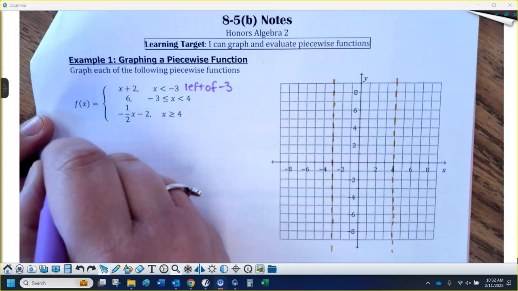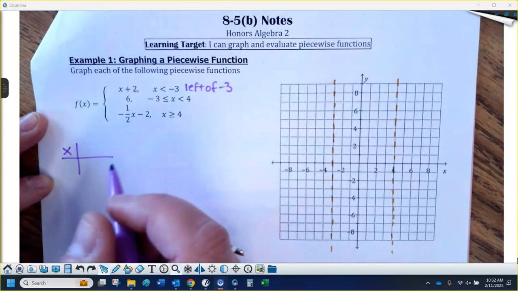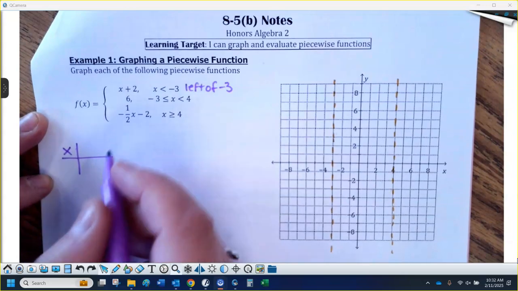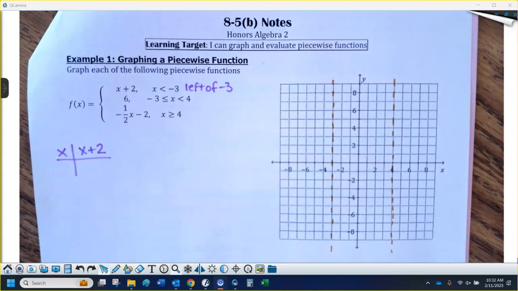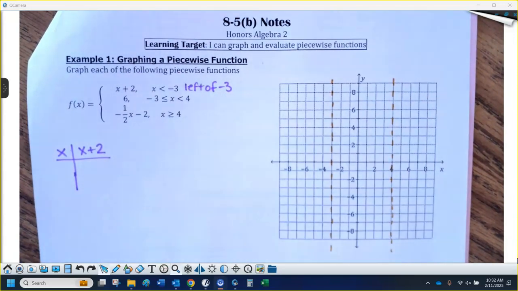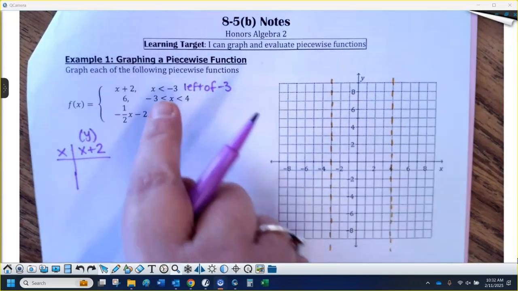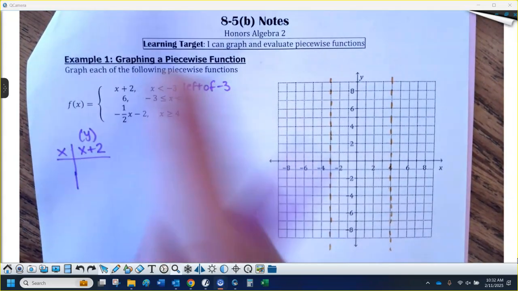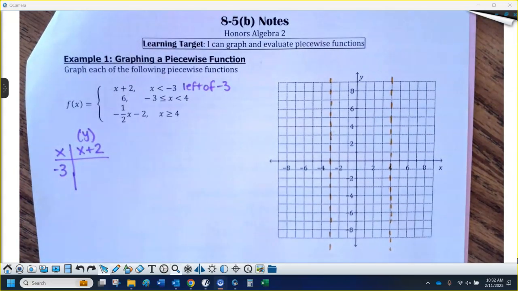So I'm just going to make a teeny tiny little table, like an XY chart. But instead of writing Y, I write down what the piece was, because that's what I'm going to plug into. That's the actual piece, but that would be the Y coordinate of the point. Okay, now here's what you do. Whatever that number is in the little inequality, this is -3, that's what you want to start with, because it's somehow going to interact with that little vertical line that I drew.